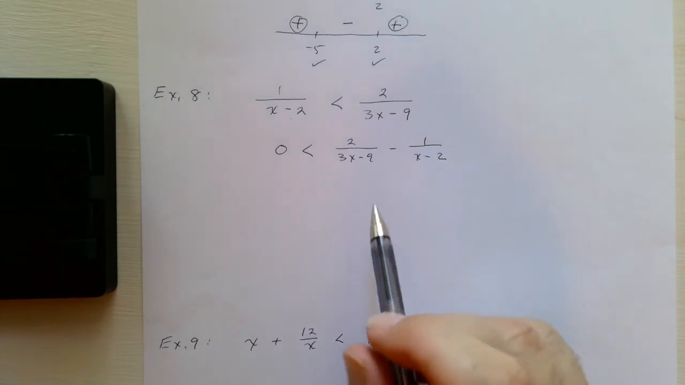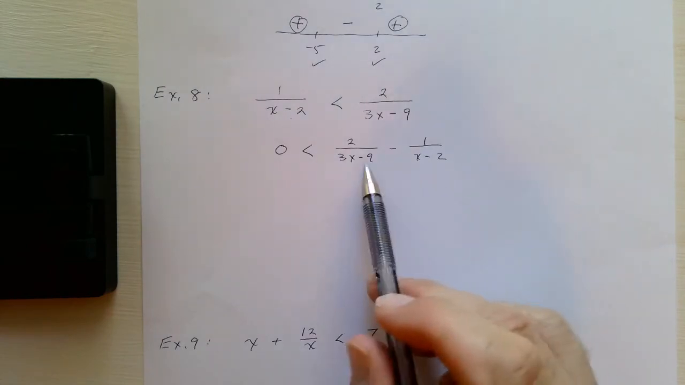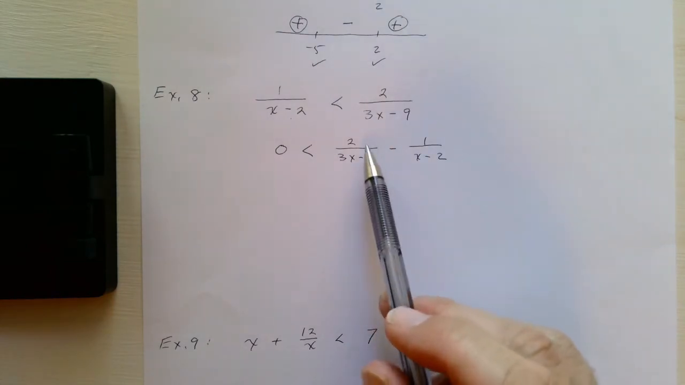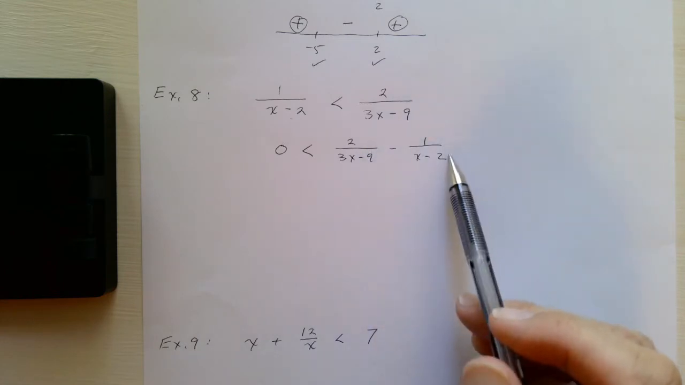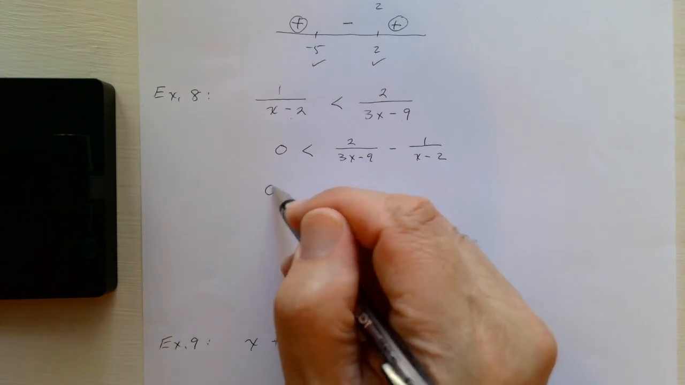Once again, we're going to try to combine this with a common denominator. That means we have to multiply and divide this by x minus 2 and multiply and divide this by 3x minus 9.